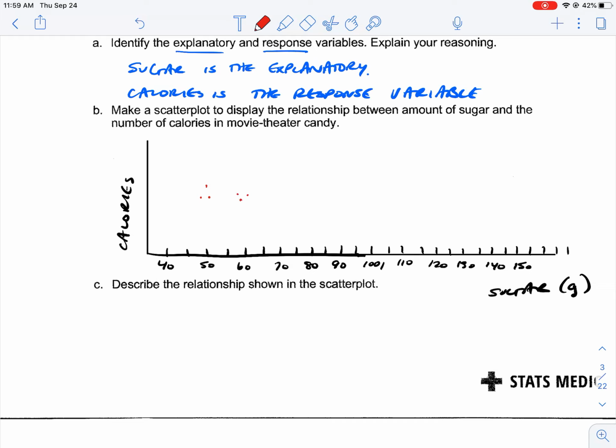Really what I'm concerned with is not necessarily can you plot, but is your ability to interpret. Around 90, I've got one here, and 90, and 110, and then one out here at 140, about up this way. So then up the side here, I've got the number of calories. So there's 100, 200, 300, 400, 500, 600, 700, 800.